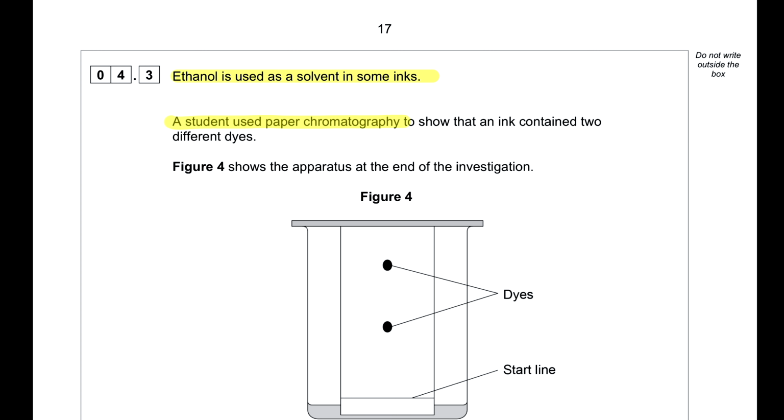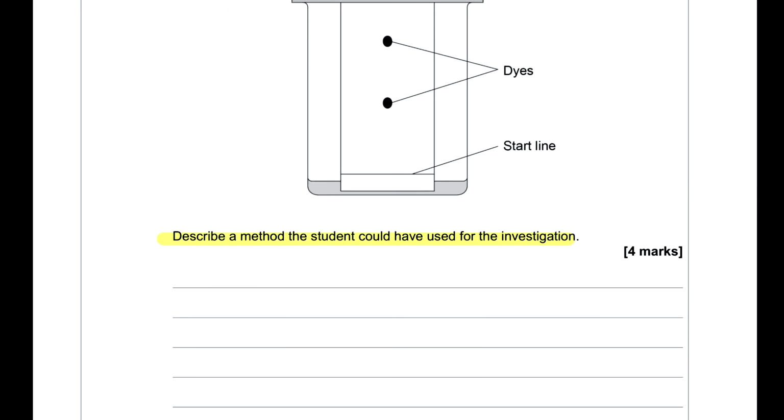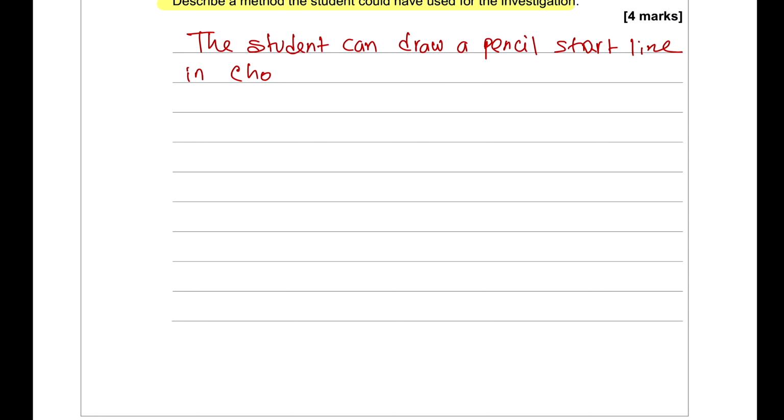A student used paper chromatography to show that an ink contained 2 different dyes. Figure 4 shows the apparatus at the end of the investigation. Describe a method the student could have used for this investigation. When we are asked about chromatography, the first thing we think of is drawing a start line using a pencil. So we will draw the start line using pencil. Then we're going to place the spot of the ink on the start line.